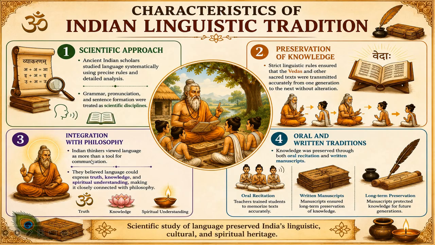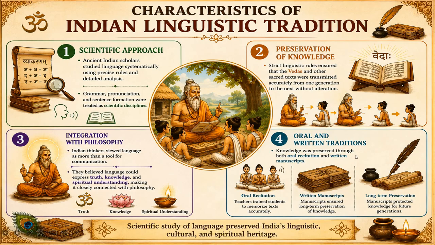Then the third section is the integration with philosophy, which highlights that language was regarded as more than a means of communication, and Indian thinkers believed that language could express truth, knowledge, and spiritual wisdom. And the symbols of the meditation, the lotus, and the sacred knowledge represent the close relationship between the language, philosophy, and the spirituality.